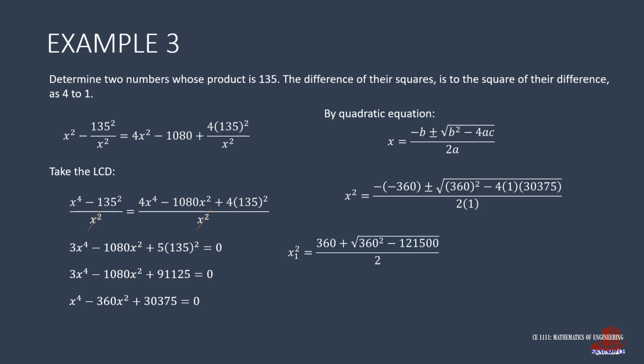From the long equation, the first x squared is then taken as 360 plus the root of 360 squared minus 121,500 over 2. This gives x squared as 225. Take the square root to have the first value of x as 15. The next value of x squared is taken as 360 minus the root of 360 squared minus 121,500 over 2. The square of x sub 2 is 135. Again, take the root and have x sub 2 as 3 root of 15.